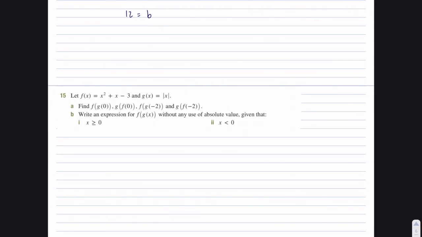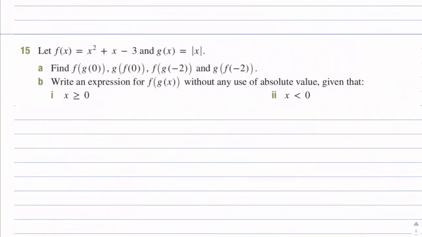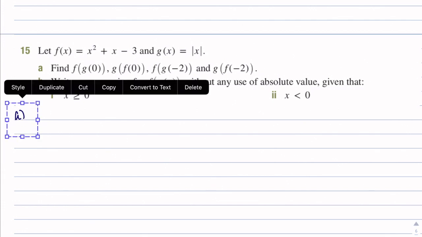Right, we're nearly there. Question 15, it's the same for both textbooks, so it's 15 for all of you. f of x is x squared plus x take 3. g of x is the absolute value of x. So if we have a look at A, why isn't that red?